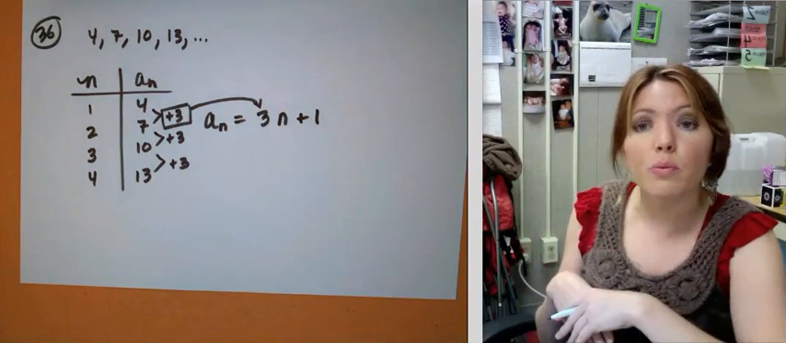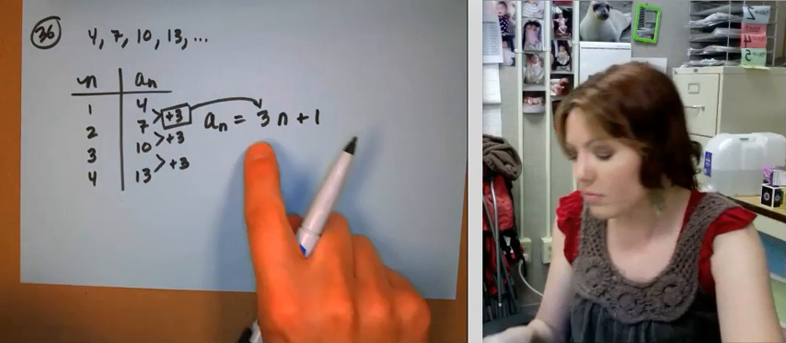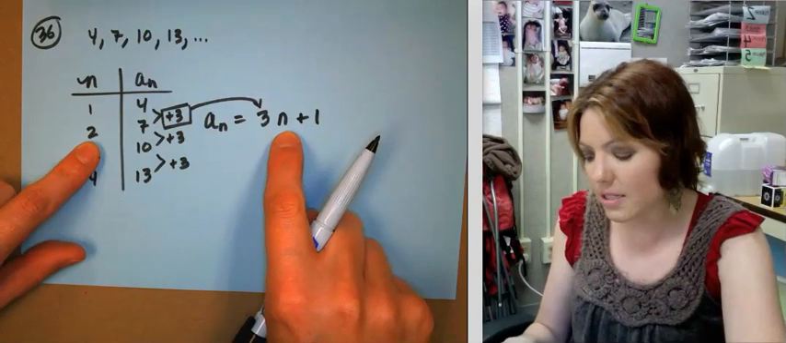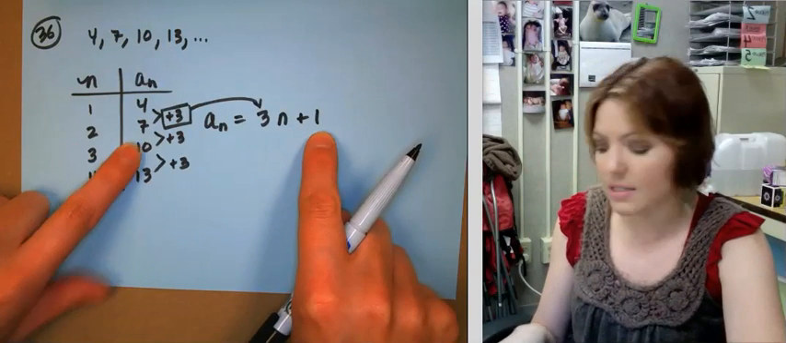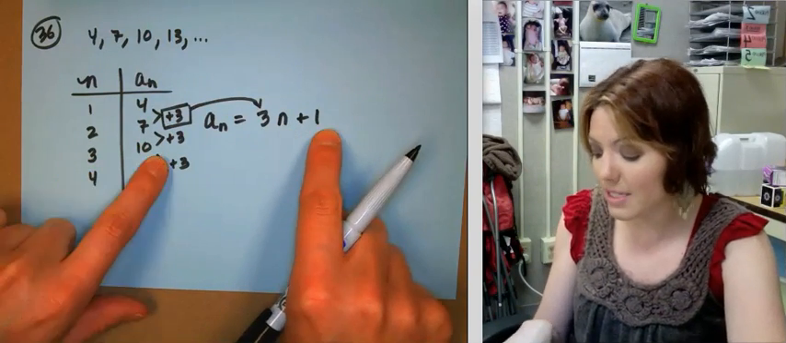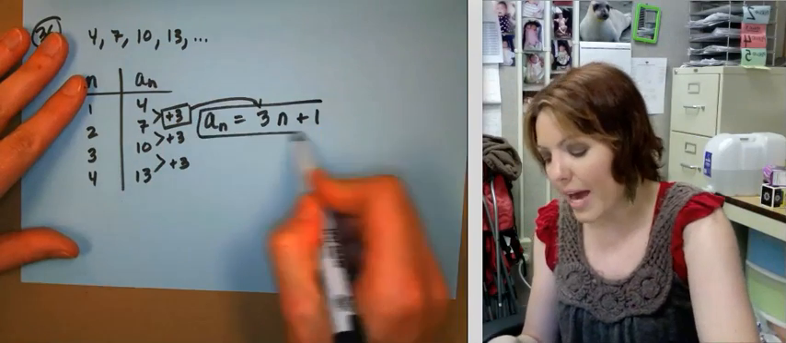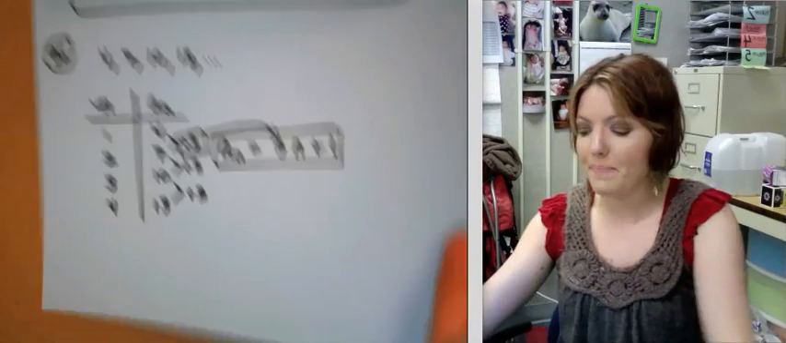Okay, so now let's go through and make sure that that works for the rest of them. 3 times 2 is 6. Does 6 plus 1 give us 7? Yes, it does. 3 times 3 is 9, plus 1 is 10, and then so on and so forth. So that is our expression, okay?